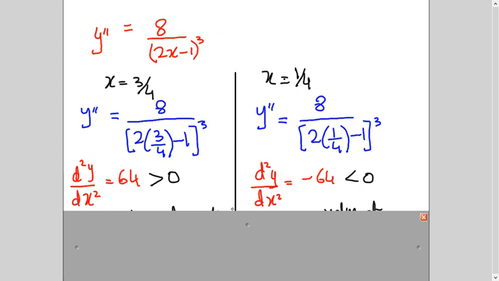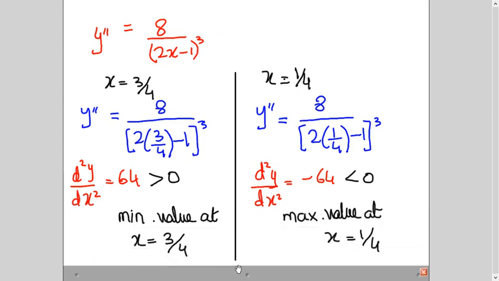So what did you conclude from here before I show you? That at x equals to 3 upon 4, when the double derivative is positive, the curve has a minimum value. So at x equals to 3 upon 4 it will be a minimum value, and at x equals to 1 upon 4 it will be a maximum value. So this is what was the requirement of the question, to tell the nature of the curve, either minimum or maximum. So you have identified it here.